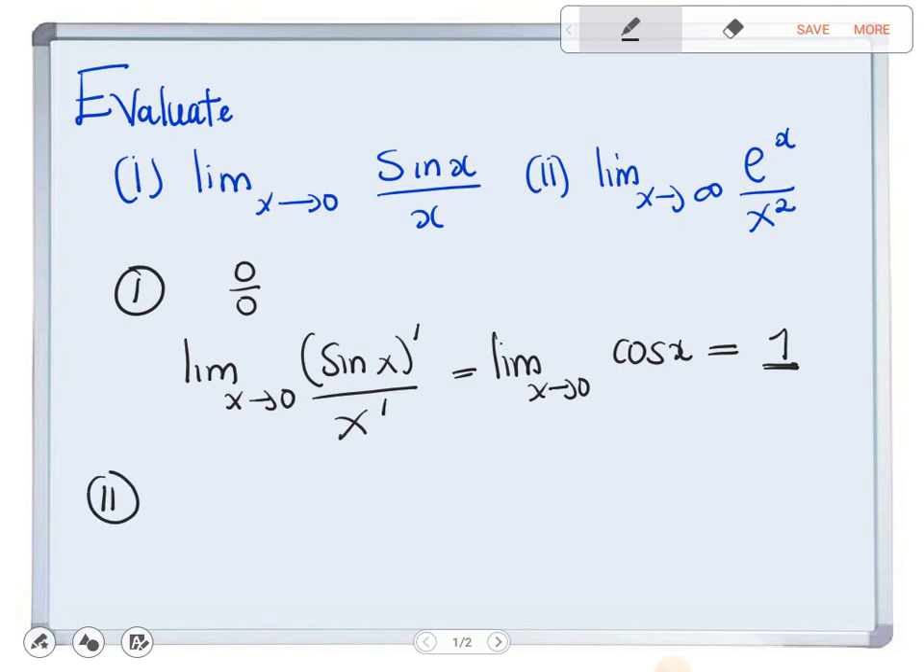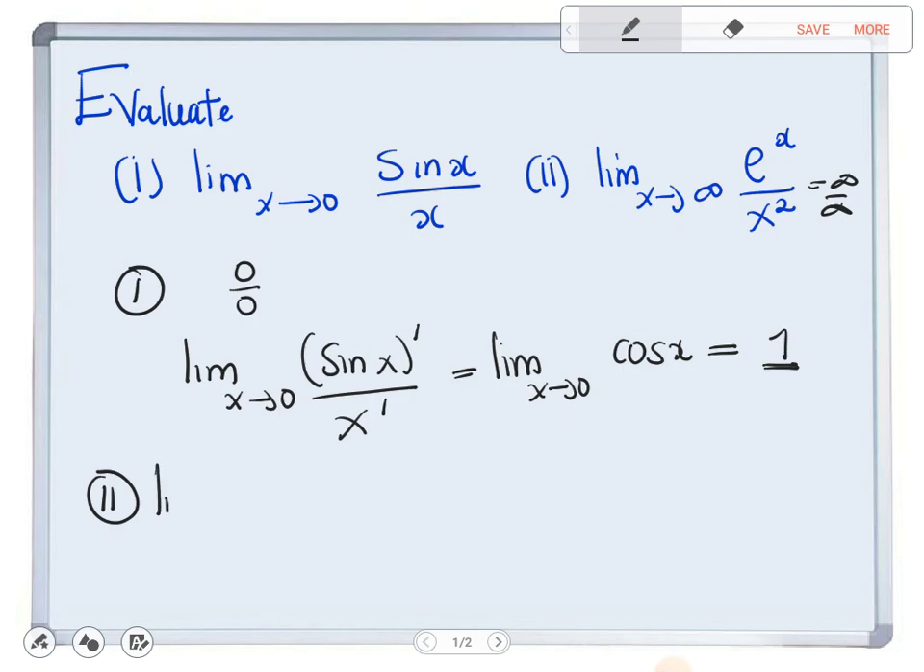Number 2, if we try to replace x with infinity here, we end up getting infinity over infinity. Why? Because e to the power infinity over infinity squared is just infinity over infinity. So this is also an indeterminate form. So what we do, because of this nature which is giving us infinity over infinity, we apply L'Hôpital's rule.